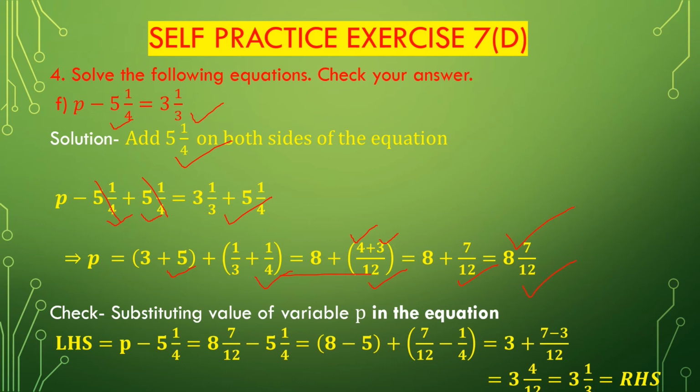Now we have to check this answer by substituting the value p equal to 8 7 by 12 in this equation, that is, whether the left hand side is equal to the right hand side or not. So substitute the value p equal to 8 7 by 12 in this equation. We get the left hand side p minus 5 1 by 4. So we have to substitute the value 8 7 by 12 in place of p. That is 8 7 by 12 minus 5 1 by 4.